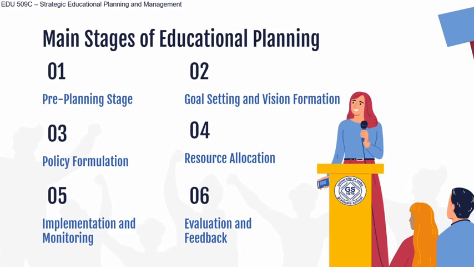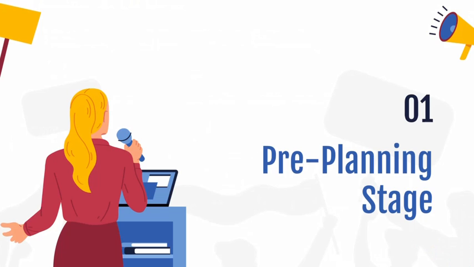So let's start with the first stage of educational planning, the pre-planning stage. This is where the need for a policy intervention is identified. So the policymakers begin by analyzing current educational trends and also the challenges, such as the digital divide, access to quality education, and inclusivity. During this stage, extensive research and data collection is carried out to ensure that the policies being proposed are relevant and impactful.